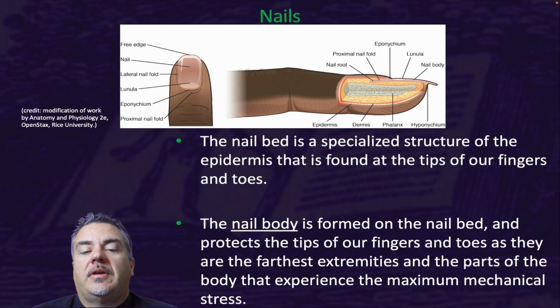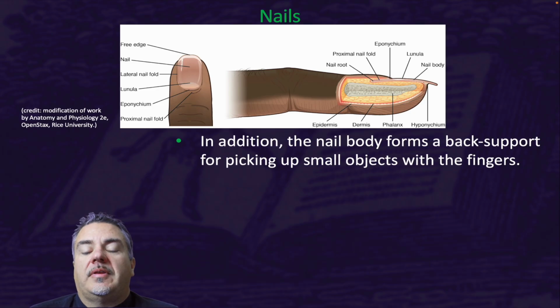The nail bed is a specialized structure of the epidermis that is found at the tips of our fingers and toes. The nail body is formed on the nail bed and protects the tips of our fingers and toes, as they are the farthest extremities and the parts of the body that experience the maximum mechanical stress. In addition, the nail body forms a back support for picking up small objects with the fingers.